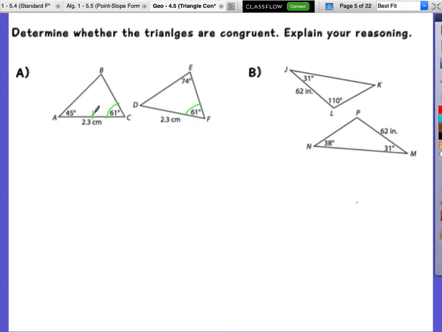Very good. Sides AC and DF are both 2.3, making those sides congruent. Very good, Jordan. Okay? And now we're also told this angle is 45 and this angle is 74. Those are congruent? No. You think angle B and angle E are congruent? How could we prove whether angle B and E are congruent?